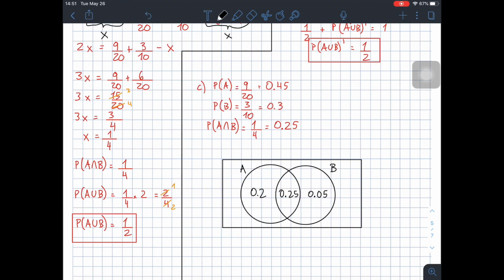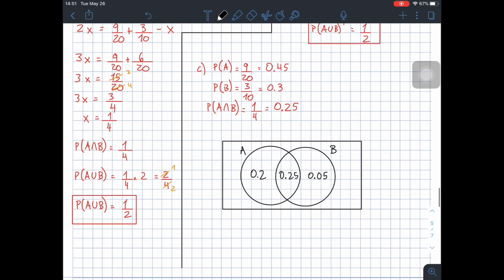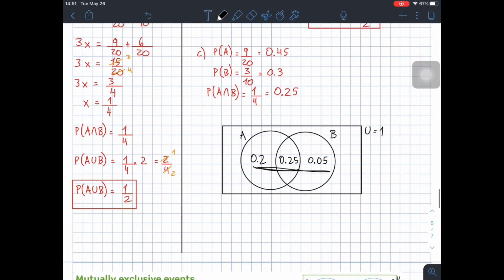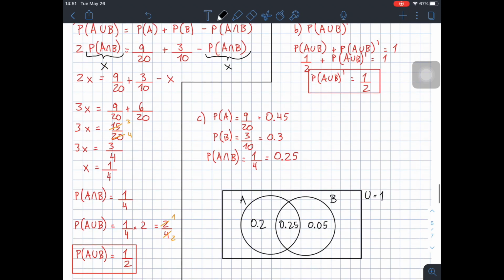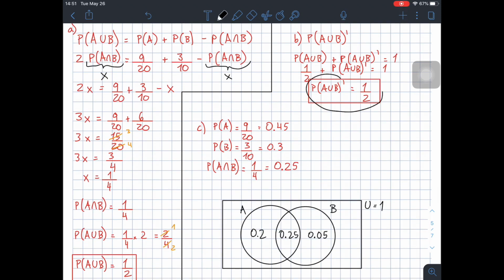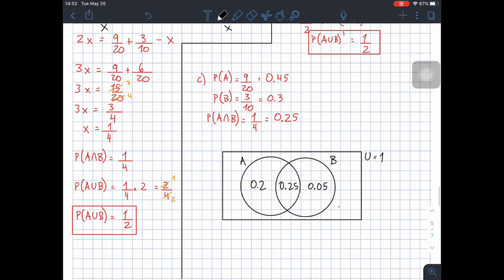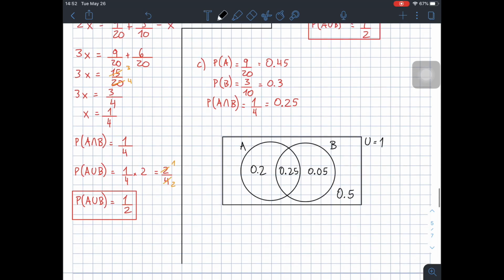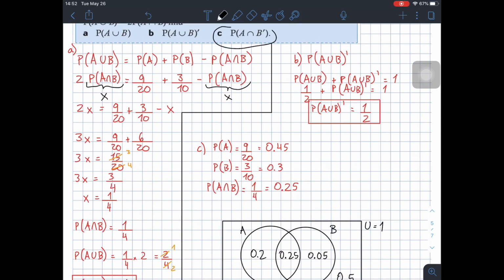Okay? And in this case, the universe would be 100%. So the universe is 1, okay? So what I have left outside of the circles actually is this, right? The probability of A union B not, which is 1/2, which is 0.5 if we write it as a decimal. So now it'll be much easier to find this, the probability of A intersection not B.